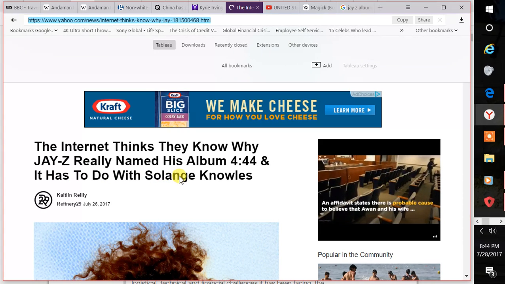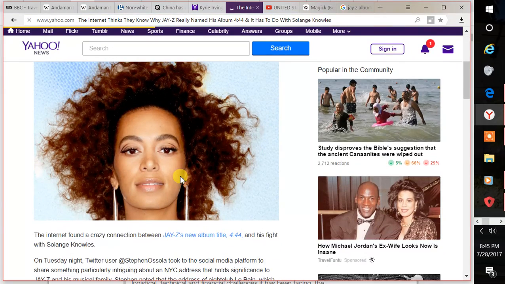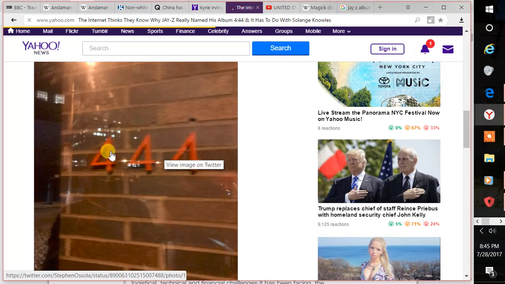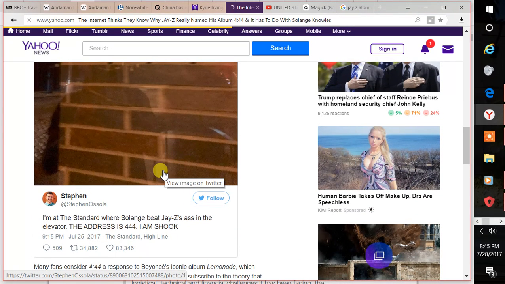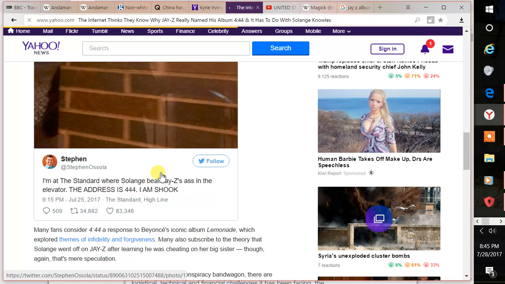So the Vatican, as usual, is always trying to play mind games on the people. If you read through the story, they say the reason why the album is labeled 4.44 is because Jay-Z got into a fight with Solange, and the address of the place where they got into that so-called fake elevator fight was 444, right? And that's the reason why the album is named 4.44. And as usual, they have their coons here, like Stephen on Twitter, saying, "I'm at the standard where Solange beat Jay-Z's ass in the elevator. The address is 444. I am shocked."